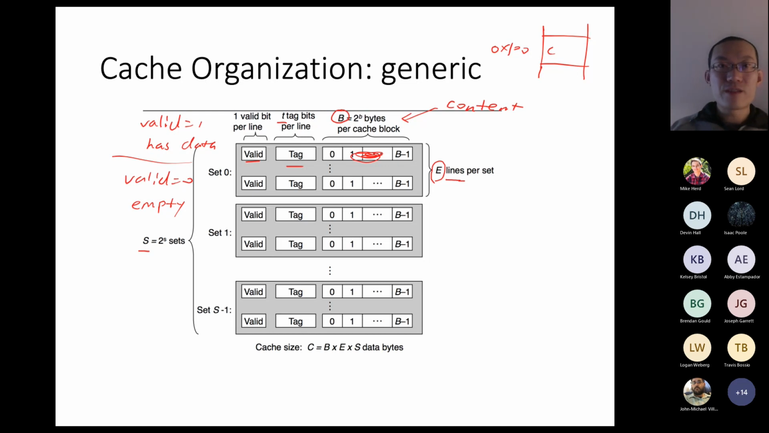So if we don't have this valid bit, we have no way to tell whether we should interpret the block as data or as empty. It's just some random bits over there. So we have no way to tell whether the line is empty or not. We have to utilize this valid bit to indicate whether we should treat the block as valid or not. So we have several fields like this.